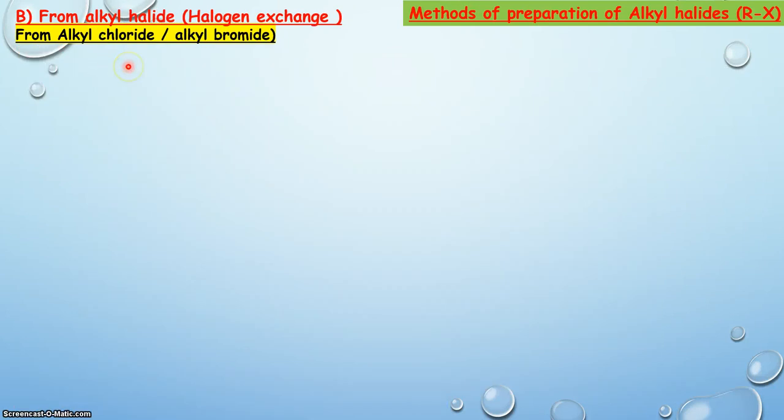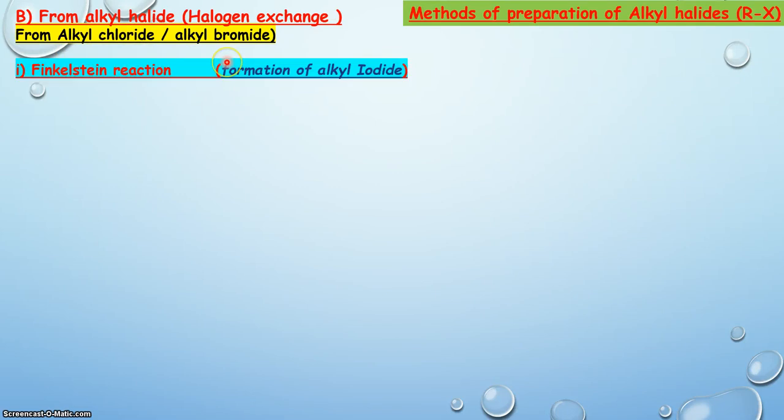And here is the last method for the preparation of alkyl halide from alkyl halide only, by using halogen exchange. We can prepare alkyl halide from alkyl chloride or alkyl bromide. In this, we are going to deal with two name reactions. The first one is the Finkelstein reaction, which is specifically used for the formation of alkyl iodide. Remember this part: we have to prepare alkyl iodide by using the Finkelstein reaction.